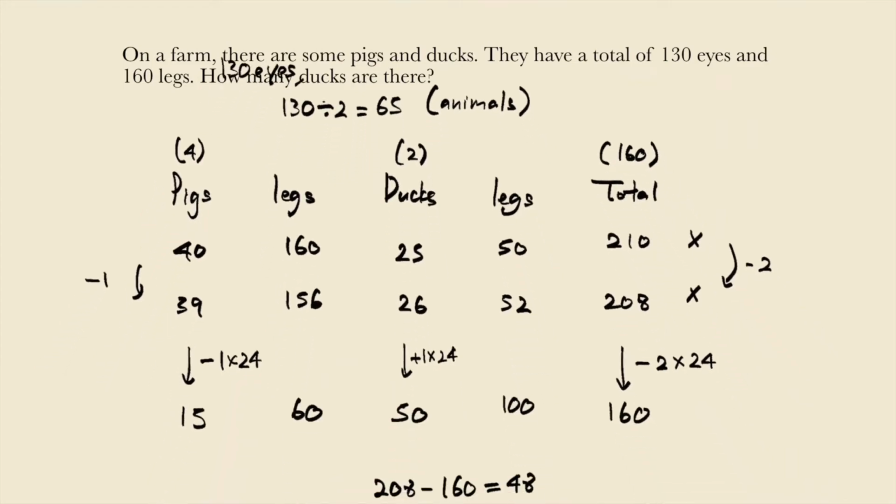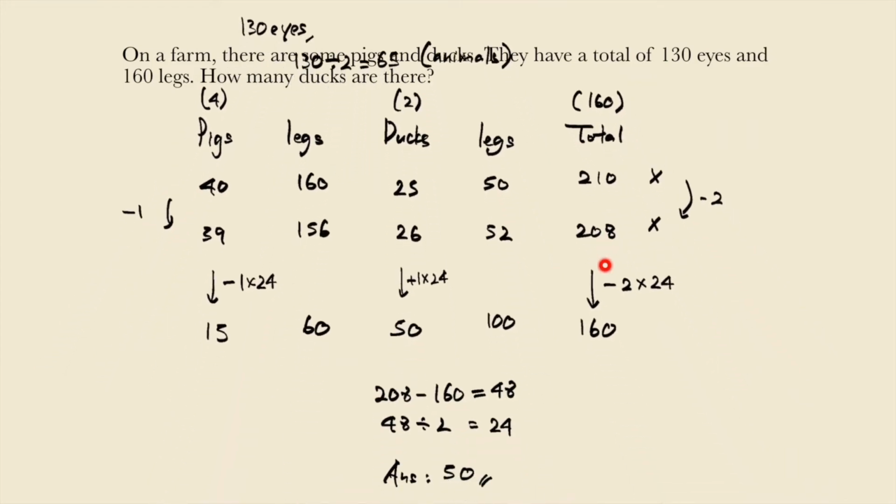So what's the gap to fill here? I want to go from 208 to 160. So the gap is 48 wide. How many 2's is that? Because I'm going to go from 2 to 2 to 2 to 2. That's 24 twos. So when I decrease this 24 times, I have to decrease this 24 times as well. So how many ducks were there? Right, that would be 50 right here.